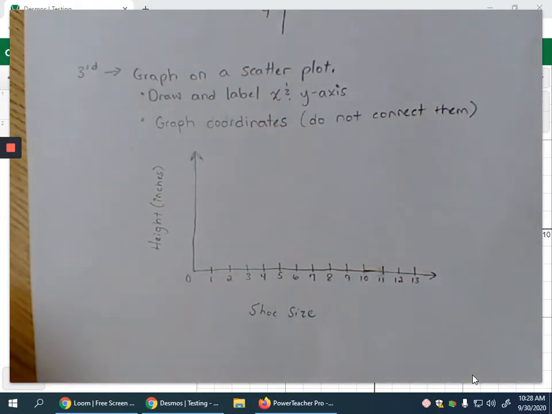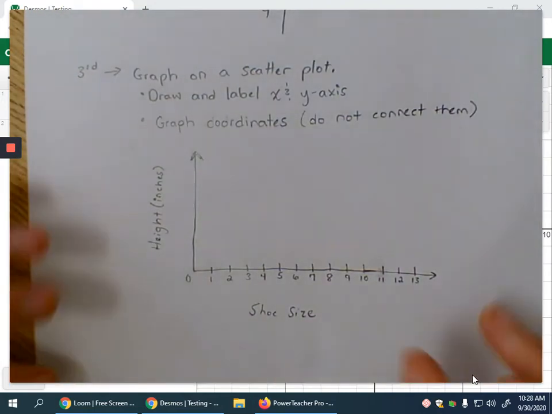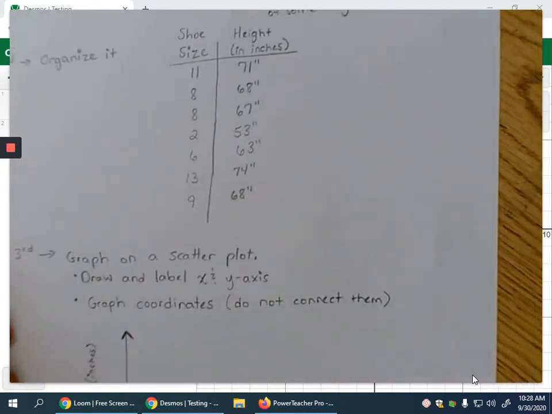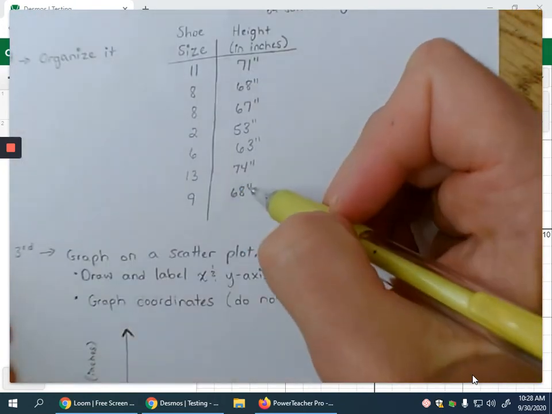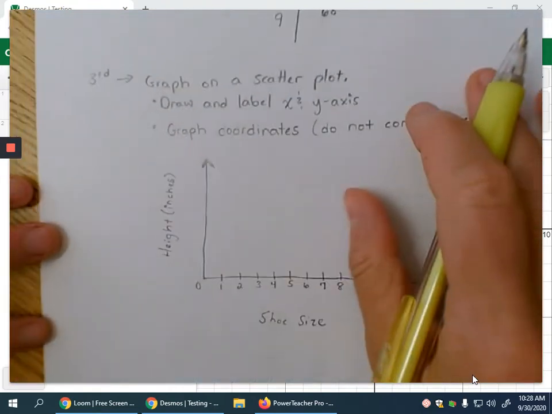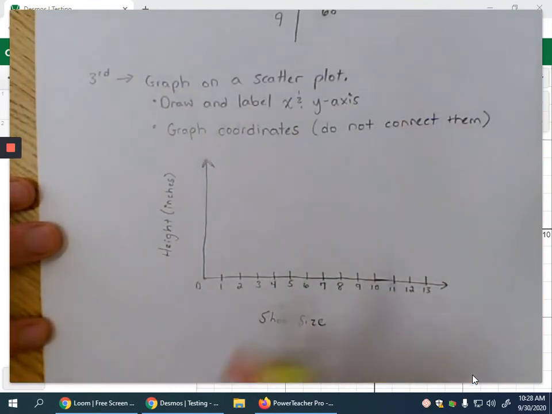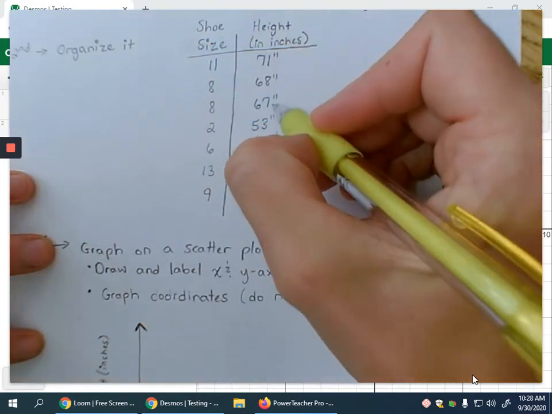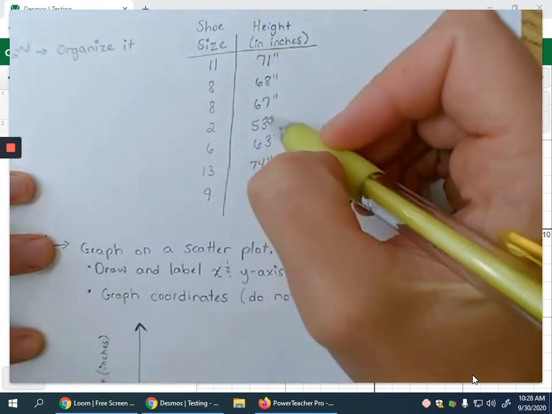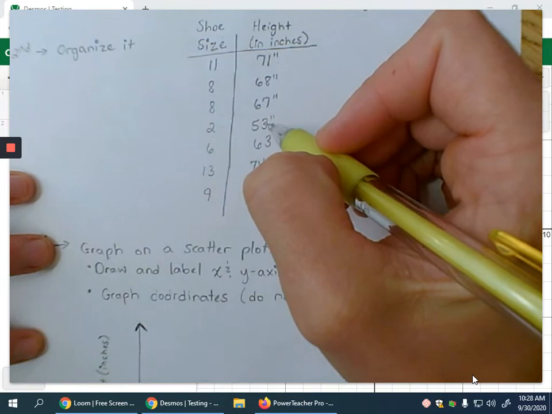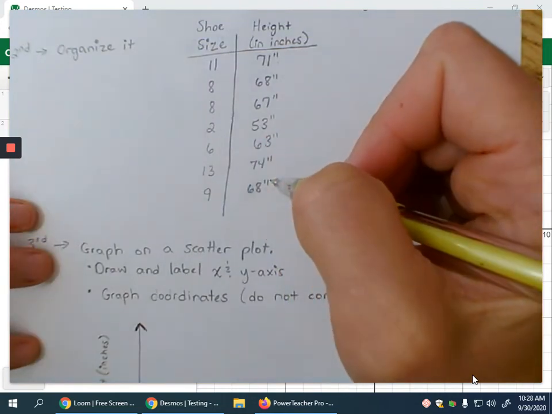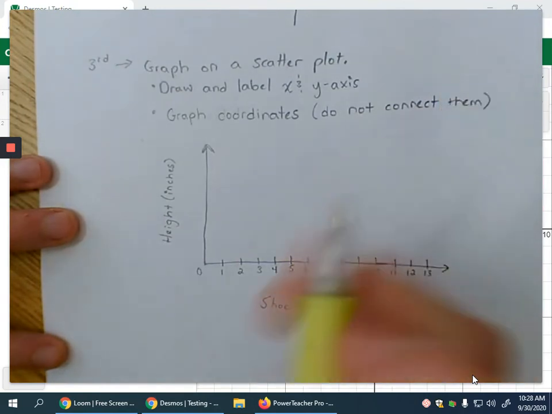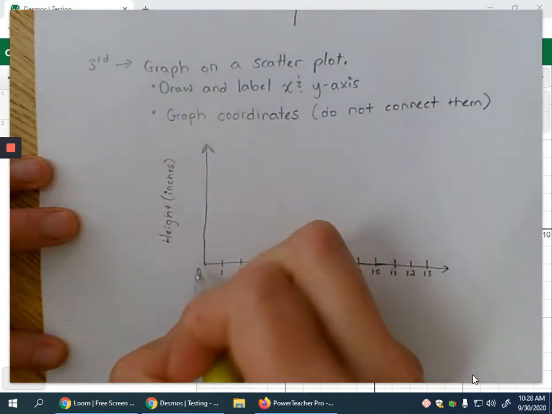All right, and then my Y values, notice these are bigger numbers, and there's not any that are really close to 0. In fact, my lowest height was 53 inches. If your values start far away from 0, what you'll have to do in your graph is put a break in your graph. A break just kind of looks like a squiggly line in a way.